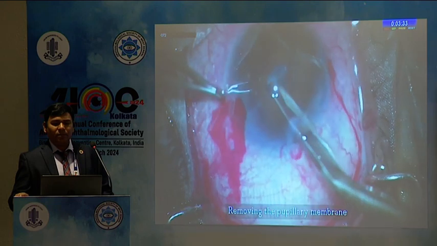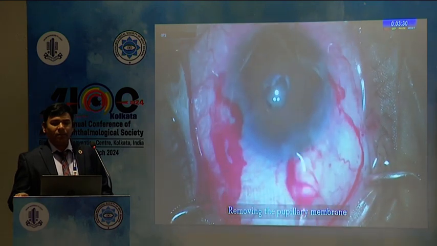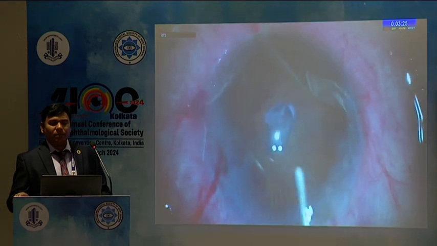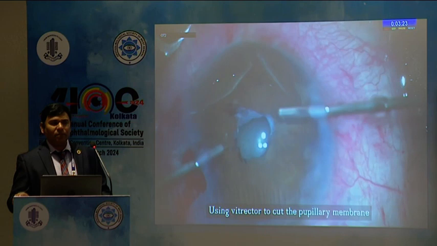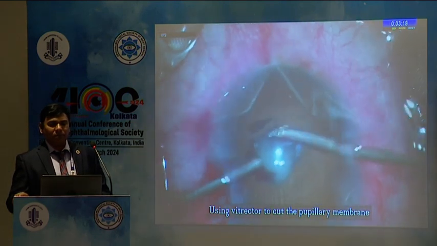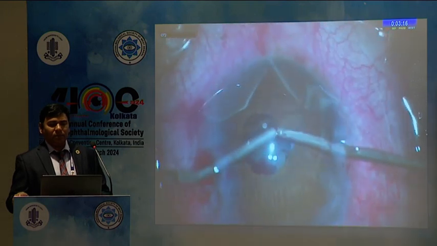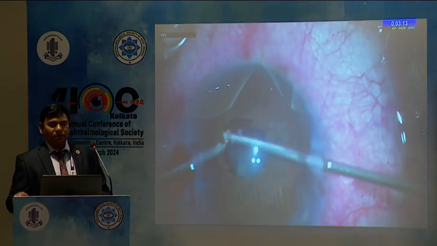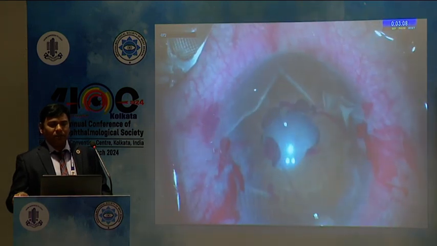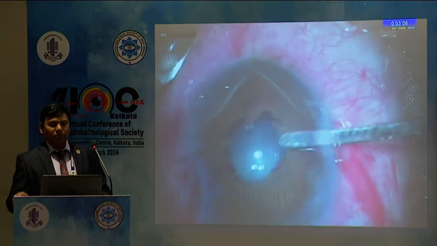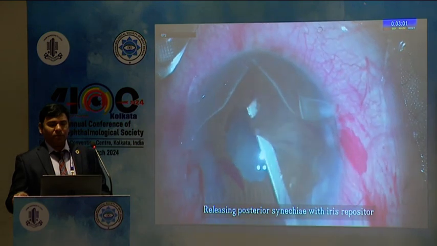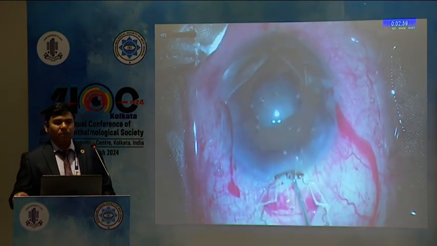Now I saw the pupillary membrane was very thick, so I decided to cut it with the help of one-handed scissors, and then I tried to peel off the membrane, but it was very thick, so I used the retractor to cut the pupillary membrane. With the help of the retractor, I tried to make the pupil slightly circular. Posterior synechiae were broken with the help of the iris repositor. Then I used the B-hex ring to expand the pupil.